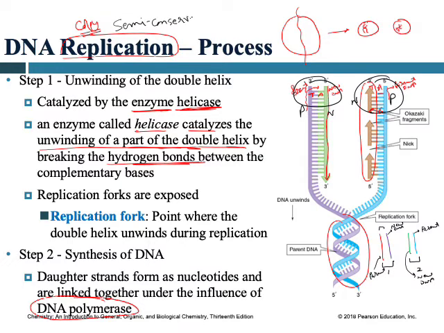What is meant by semi-conservative? It means each daughter cell after division will get 1 part from the parent DNA and 1 part that is newly synthesized DNA, right? Something like this.